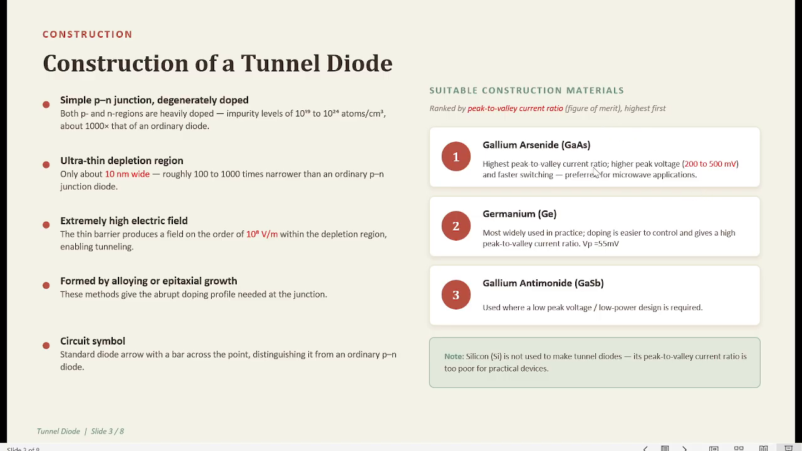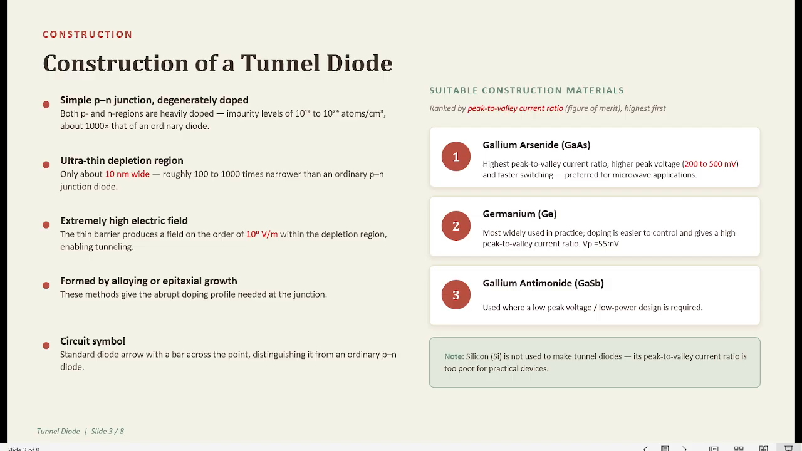Because of this higher value, gallium arsenide is preferred, and secondly it also has a higher peak voltage which lies in the range 200 to 500 millivolts. Because of these things, this gallium arsenide tunnel diode is utilized in faster switching applications, and it is also preferred for microwave applications.